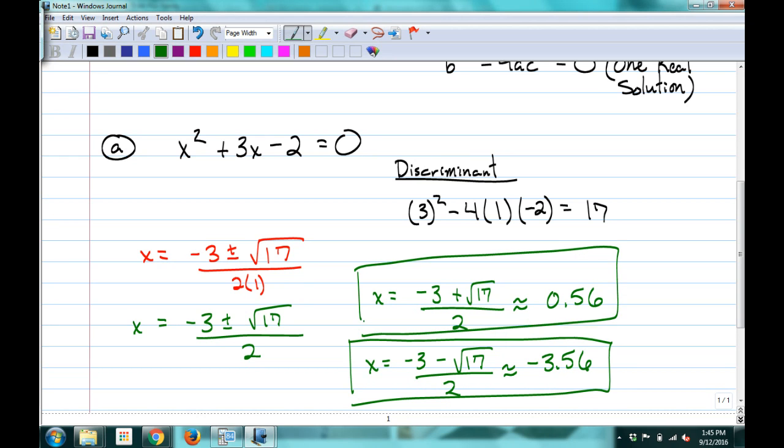The exact solution is going to have the radical left in it. The decimal approximation, go 2 decimal places. That's all I'm asking for. Okay, so there's one with the real solutions. Not a whole lot to that.